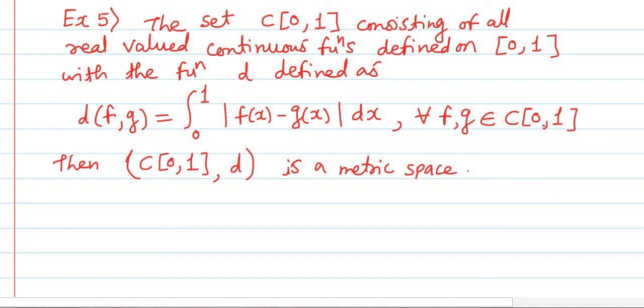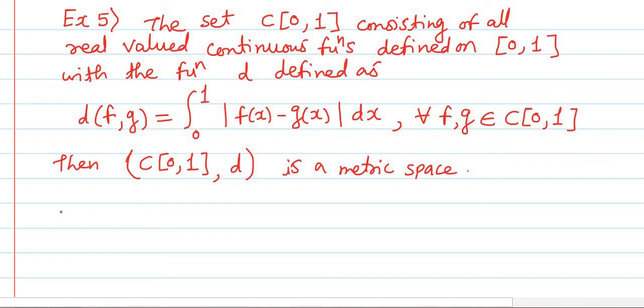Then in this case also we can check that this D is a metric on this set, and therefore C[0,1] along with the metric D is a metric space. So this is a metric space, and this metric space defined here is for the continuous functions.